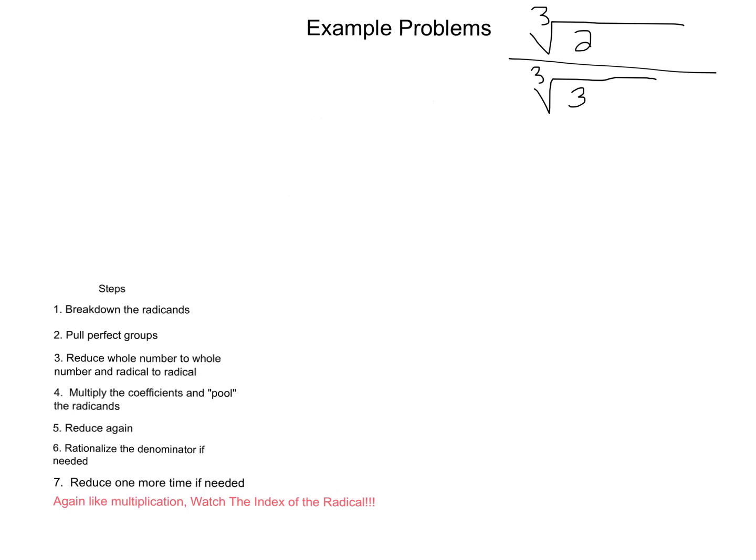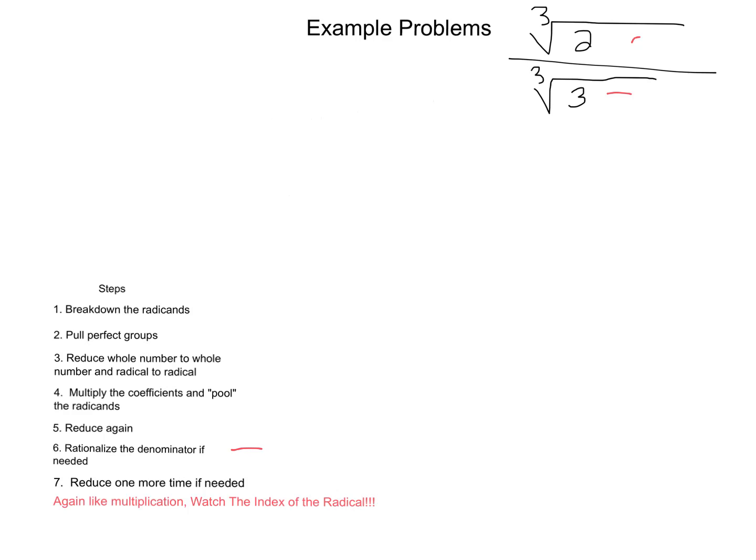Alrighty, folks, I'm back. All right, so here we go. First thing we do, break down the radicals. Well, radical 2 I can't do anything with. Radical 3 I can't do anything with. So, can't break down the radical. My next step, pull perfect groups. Well, 2 is all you can do, 3 is all you can do, there's no perfect group. Reduce whole number to whole number and radical to radical. I can't do that either. Multiply, well, again, this isn't a multiplication problem. Reduce, couldn't. So we're already at step 6, and I haven't even done anything yet.